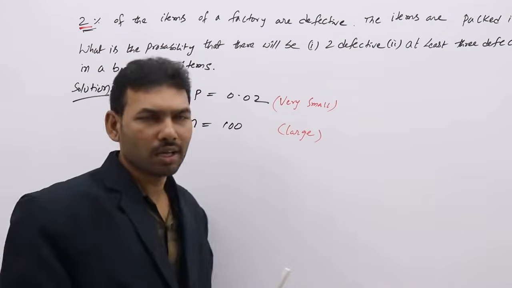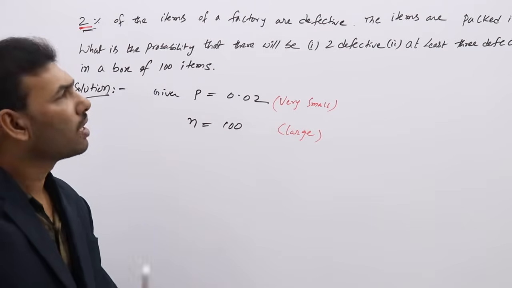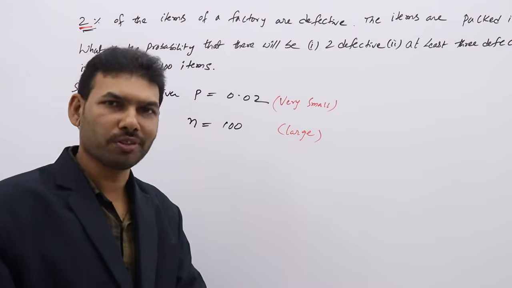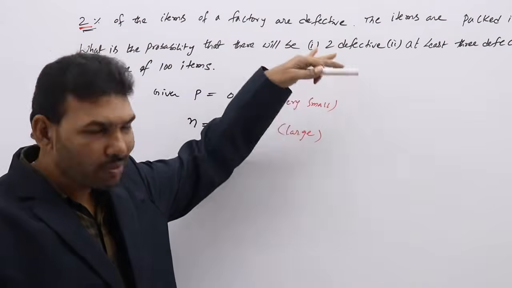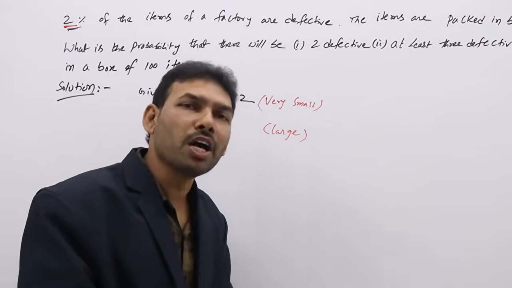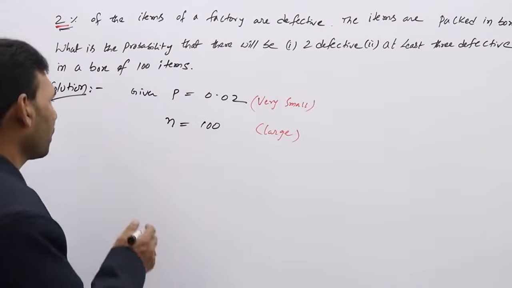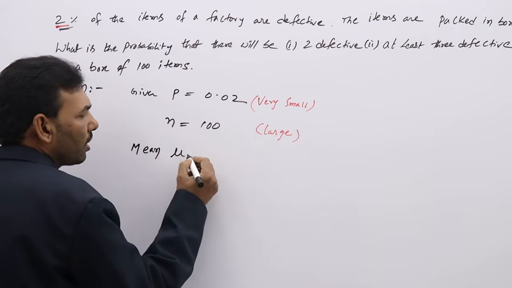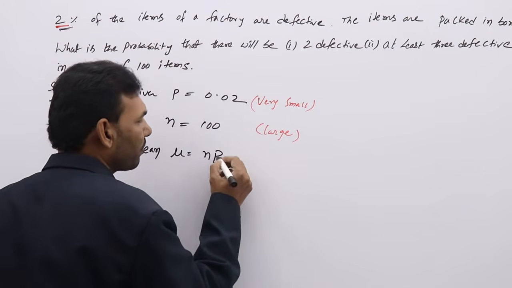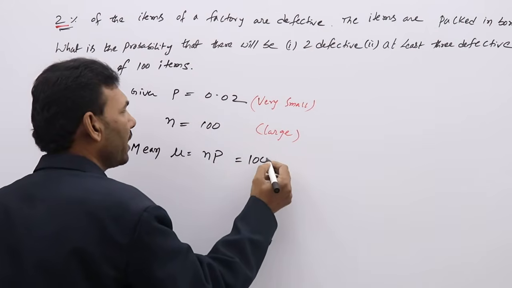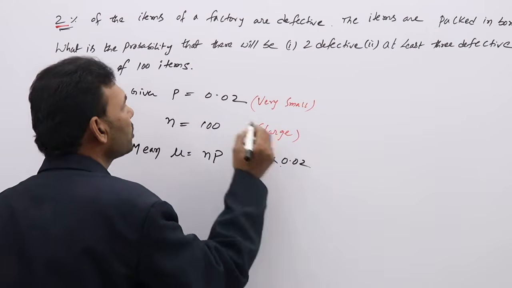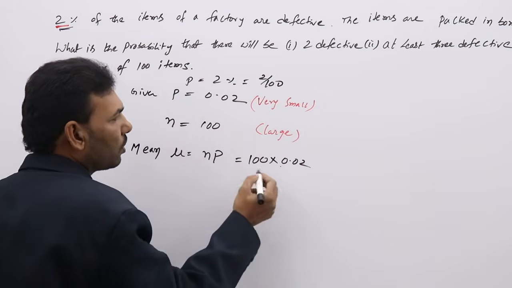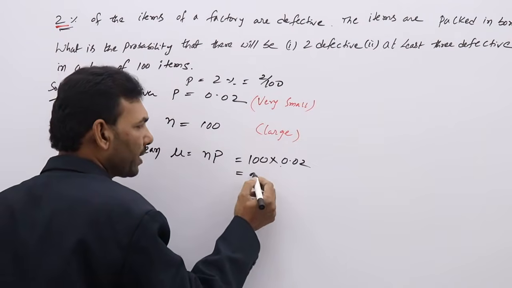When P is small and N is large, we will convert the given problem into a Poisson distribution problem. We will convert the binomial distribution problem into a Poisson distribution problem. How to convert? By finding the mean. Actually, the problem is in binomial. In binomial, mean is NP. What is N? 100 into 0.02. P is 2%, 2 by 100. So 100 into 0.02 you will get 2.